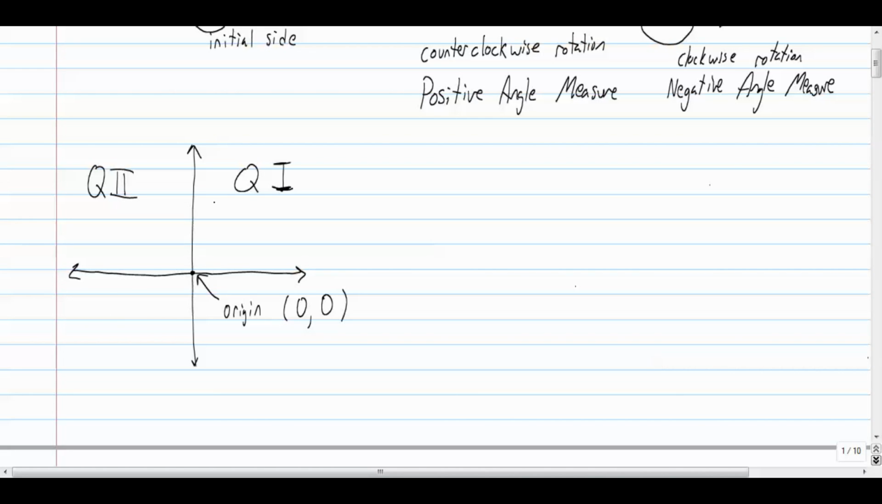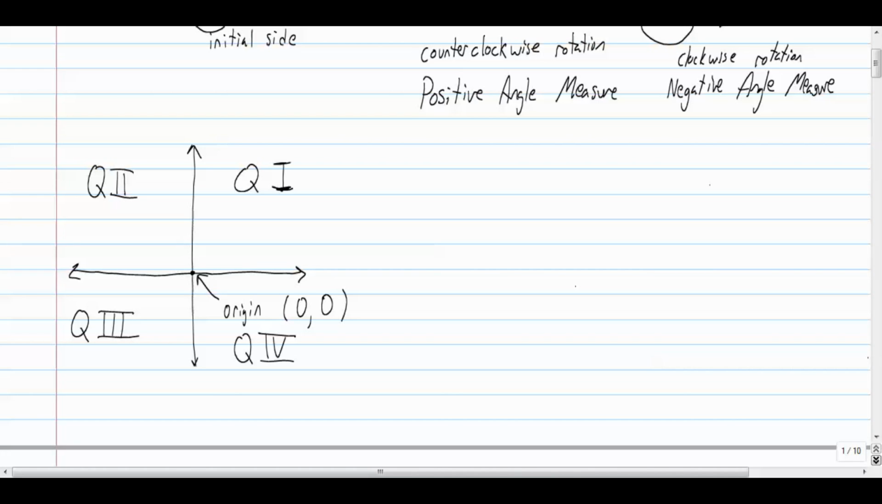Alright, if we keep going in a counterclockwise direction, this down here is quadrant 3, the bottom left-hand corner. And the bottom right-hand corner is quadrant 4. So those four quadrants will be used a lot in here. We're really going to be looking at where x is positive or negative, and y is positive or negative, as we define trig functions.